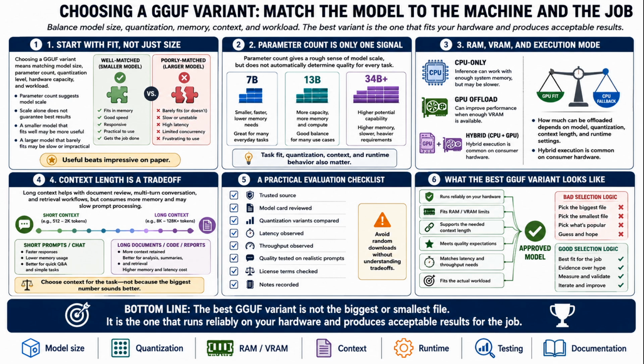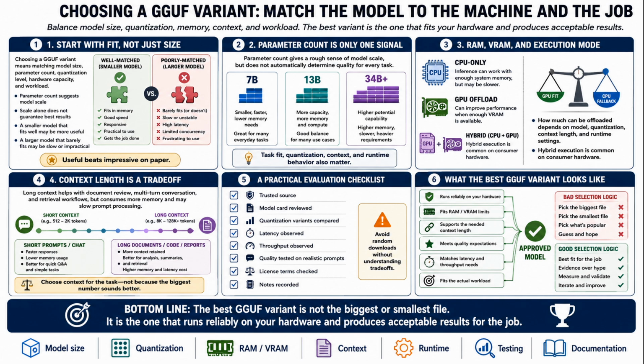Choosing a GGUF variant means matching model size, parameter count, quantization level, hardware capacity, and workload. Parameter count gives a rough sense of model scale, but it does not automatically determine quality for every task. A smaller well-matched model can be more useful than a larger model that barely fits, runs slowly, or forces you into a context length that is too short for your workflow.